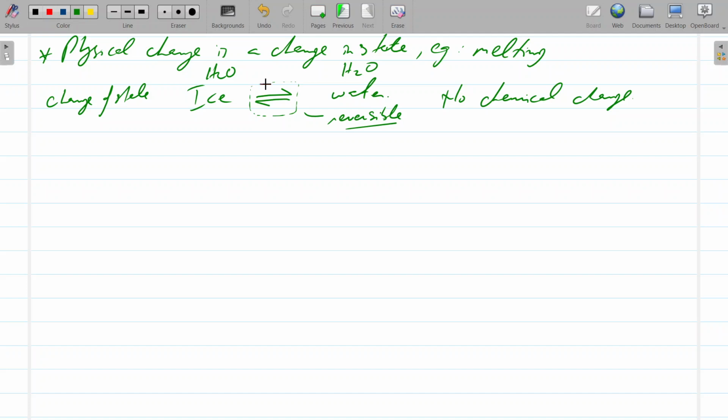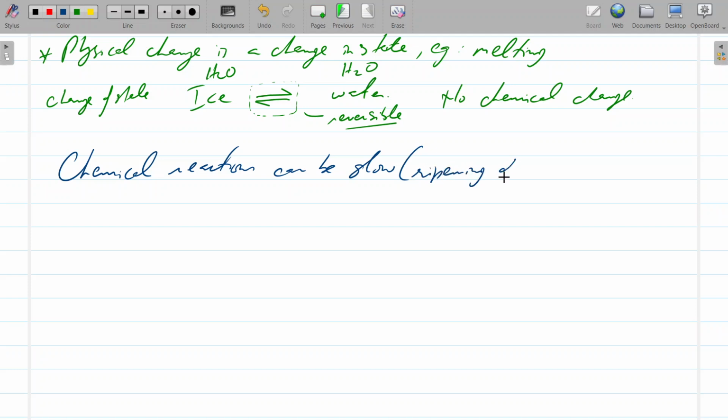Now, reactions can be fast or slow. Some reactions, like the examples they give. So I'll just write that down. Chemical reactions can be slow. For example, the ripening of fruits. The ripening of fruit on the outside doesn't seem like a chemical reaction, but the reason why fruits ripen is because there are chemical reactions going on inside.